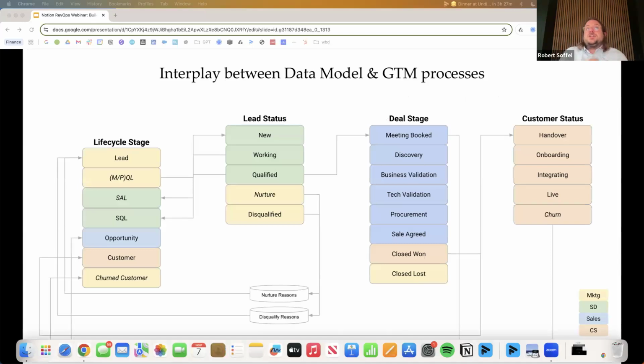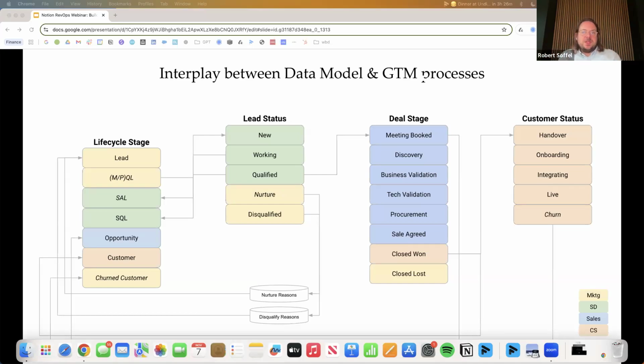So this is an old slide that I present, but I think it's worthwhile within the context of this discussion. Once you've got those foundational processes defined and configured in your CRM, HubSpot, Salesforce, Attio, whatever, it doesn't matter, this is a visual interplay between those processes. On the left-hand side, you've got the lifecycle stage. In the middle, you've got the lead status or your lead qualification. The blue is the deal stage or your sales process. And on the right-hand side is your customer status, that in-life post-sale right-hand side of the bow tie process.